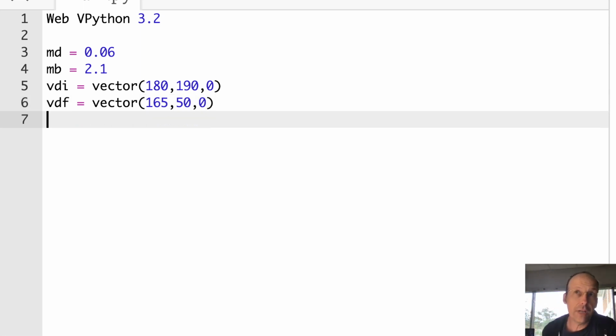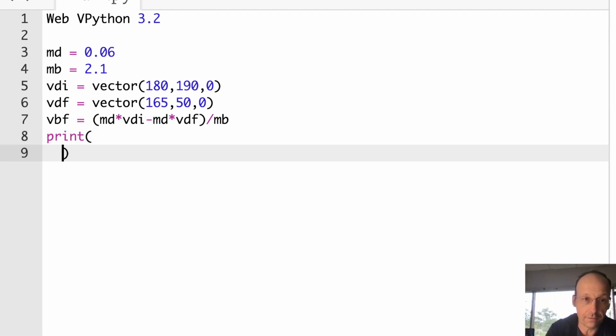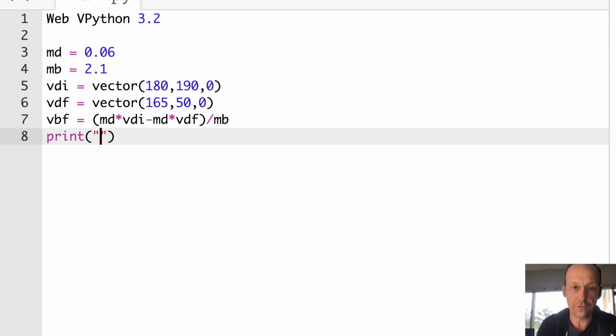Now, I already calculated the final velocity of the block as an equation. All I have to do is type that equation in. Velocity block final is equal to parentheses, mass of the debris times velocity of the debris initial minus mass of the debris times the velocity of the debris final. See? That's not hard. Divided by mass of the block. Now I can print that. Print. And I'm going to write it like this. I want it to look nice, right?